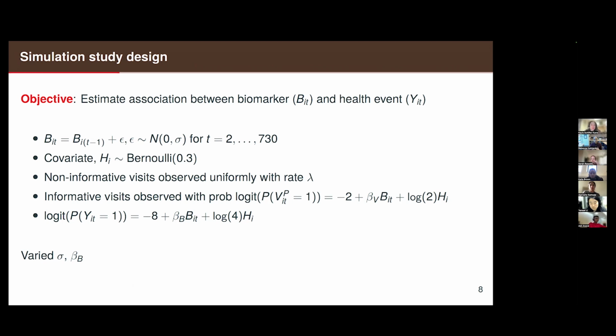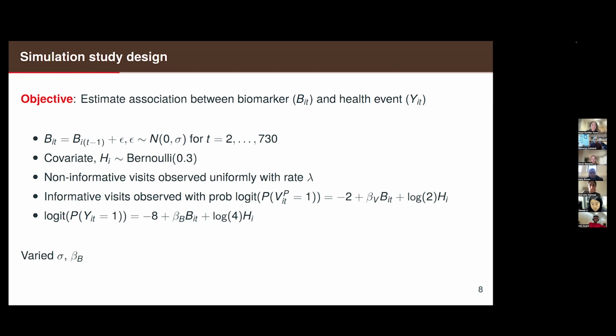So let's imagine we want to estimate the association between the biomarker, which I'm going to call B, and some kind of a health event, Y. So B is evolving in real time, and specifically we are simulating it so that it follows a random walk where the step size from day to day has variance sigma squared. So if sigma squared is big, then we have a very volatile biomarker that's changing a lot from one day to the next. If sigma squared is small, we have a pretty stable biomarker that pretty much just holds constant over time.